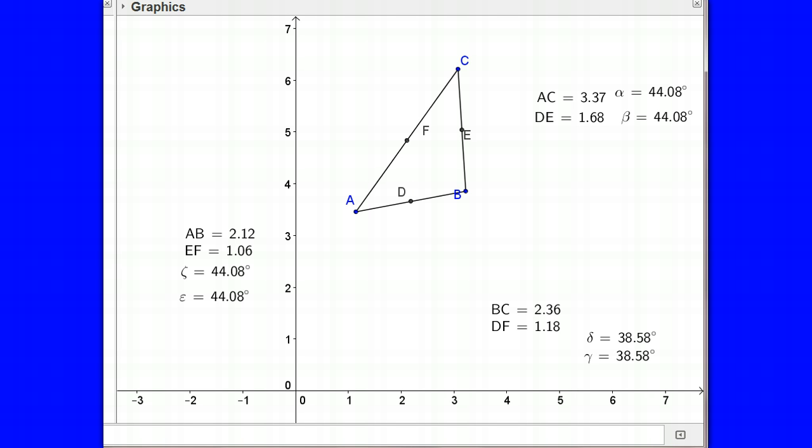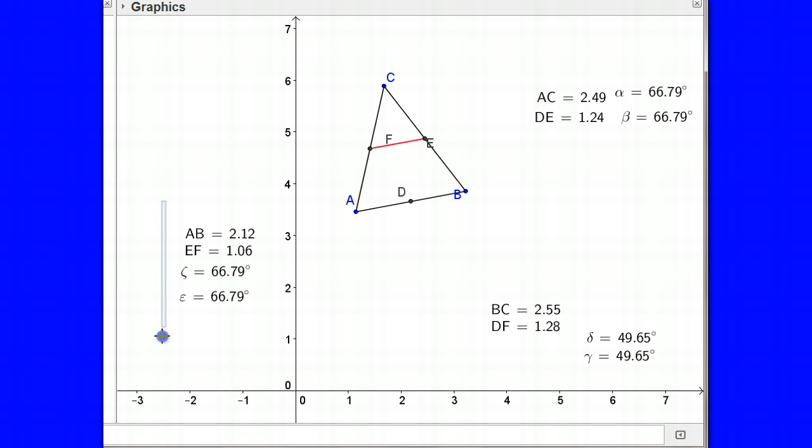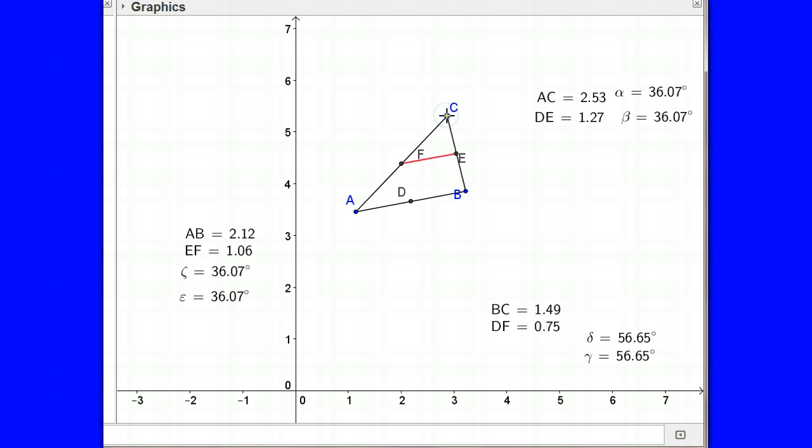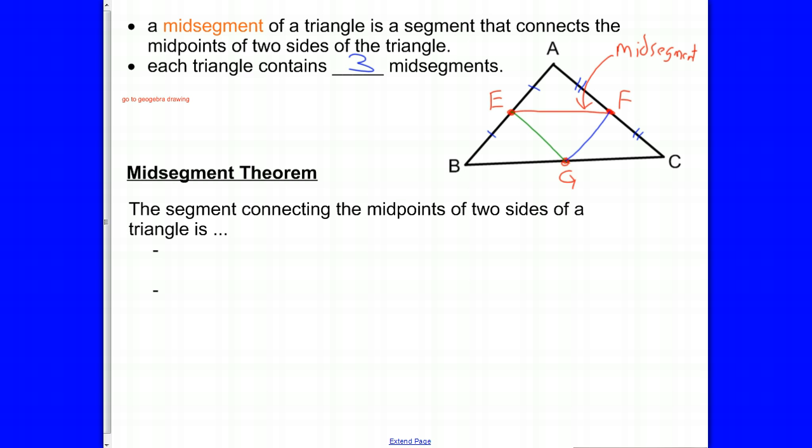And if I go to the other mid-segment, there's 3 in each triangle. Now we're looking at the information over here. So again, you can see the length of that mid-segment, EF. It's half of that third side, AB. These angles are changing, yes, but they're staying the same. Again, those are corresponding angles. So what we are looking at is 2 properties.